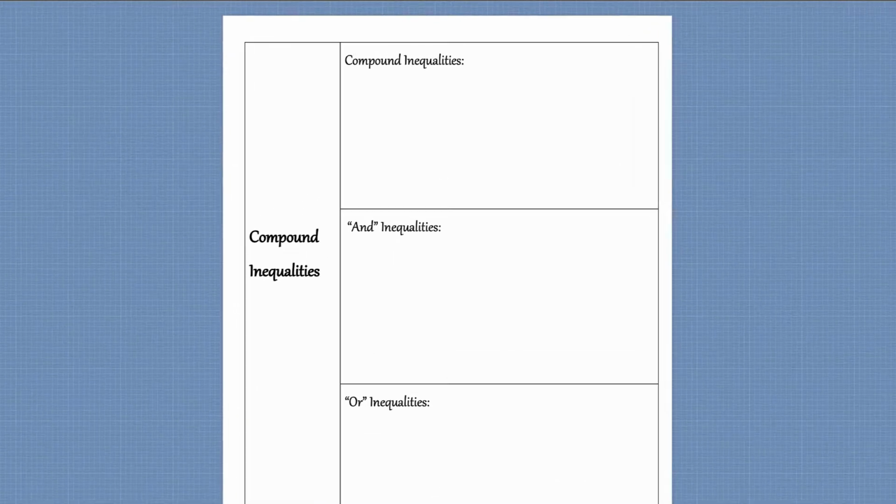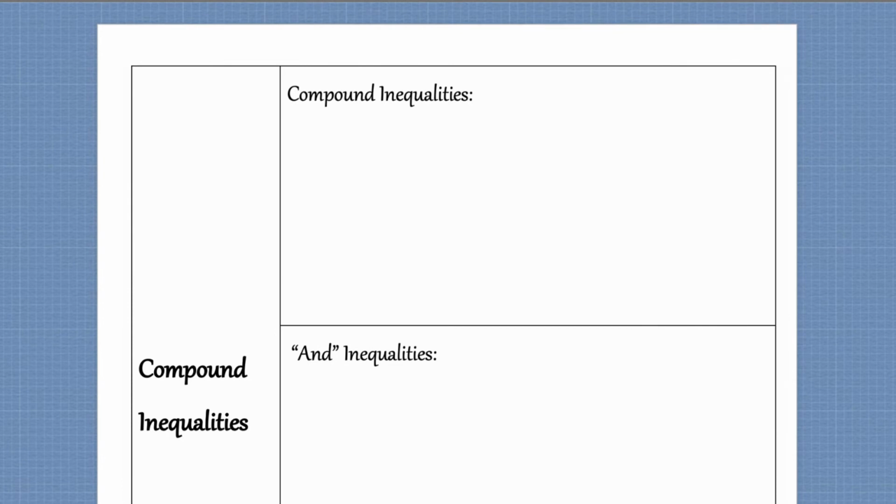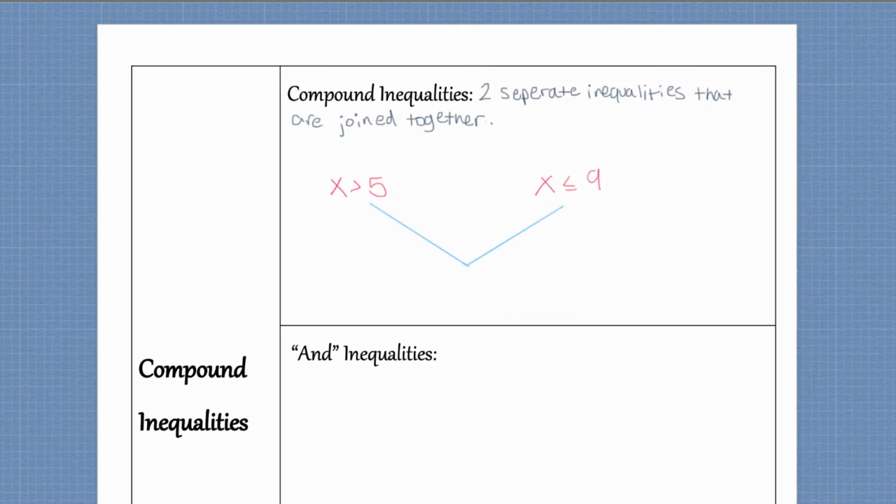So compound inequalities are two separate inequalities that are joined together. So let's say that we have these two inequalities. To turn this into a compound inequality, we would take both of these inequalities and join them together. And then to connect them, we would use either the word "and" or the word "or." So our compound inequality could either be x is greater than 5 and x is less than or equal to 9, or it could be x is greater than 5 or x is less than or equal to 9.